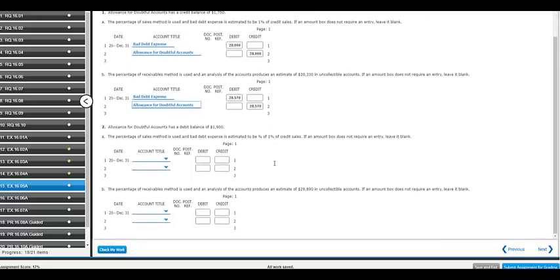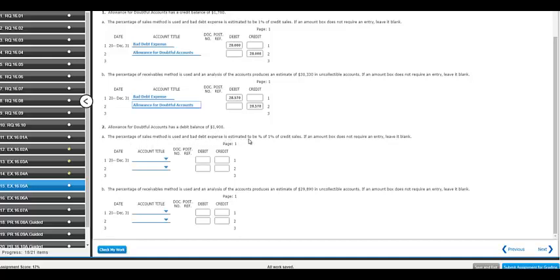Okay, now let's move on to number 2. In this case, the allowance for doubtful accounts has a debit balance of $1,900. So in A, we've got the percentage of sales method, which means we don't even have to worry about this balance.